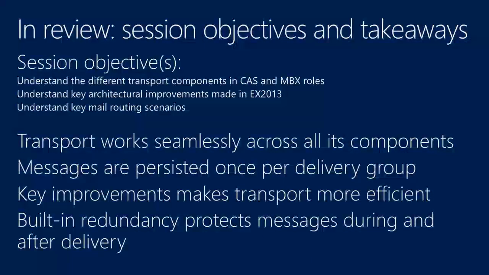So, in review, we have 3 key transport components now in Exchange 2013. We have the front-end transport component on the client access server role, which is a stateless component that facilitates and provides us a unified namespace and network load balancing transport infrastructure for messages either entering into the Exchange organization or messages leaving the Exchange organizational boundary.